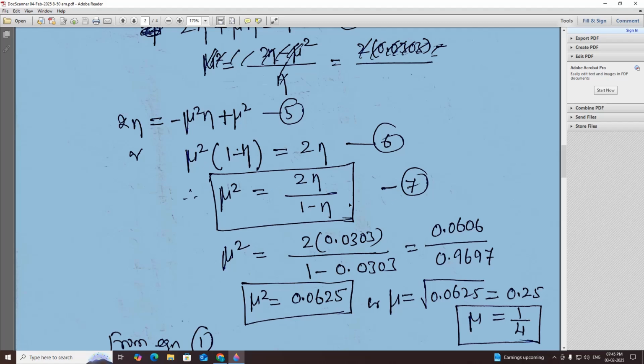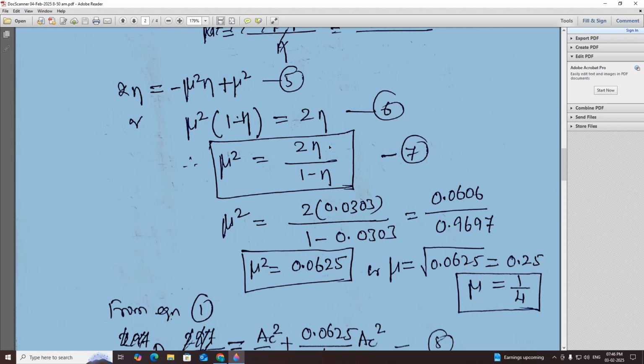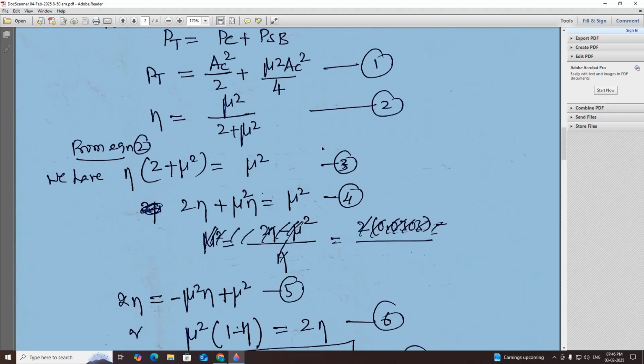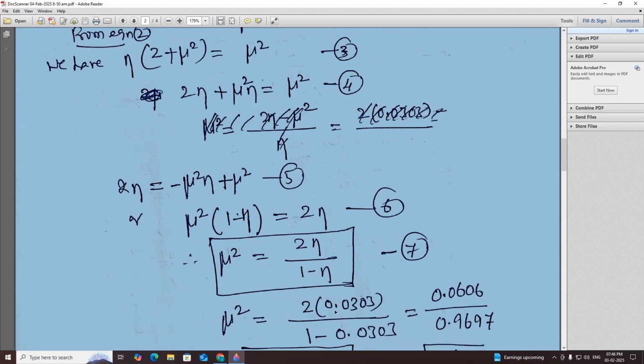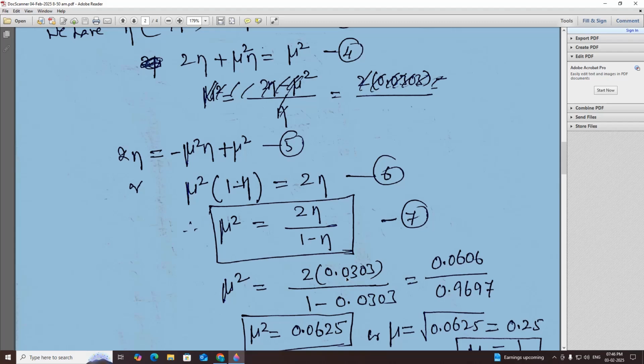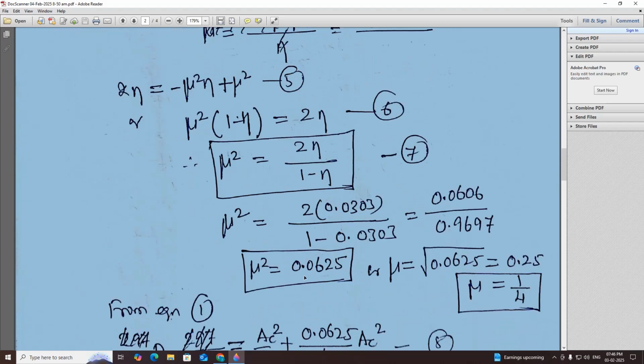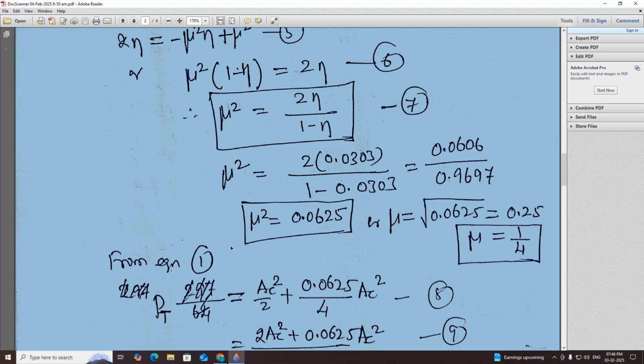Therefore mu square is equal to 2 eta divided by 1 minus eta. Now we are going to substitute the eta value, 0.0303: 2 into 0.0303, divided by 1 minus 0.0303. You will get mu square equal to 0.0625, and taking the square root you get 0.25. So mu is equal to 1 by 4. Remember this one, mu square is 0.0625.